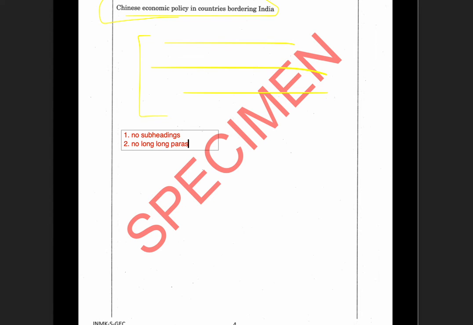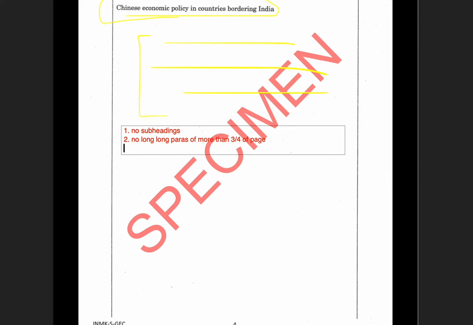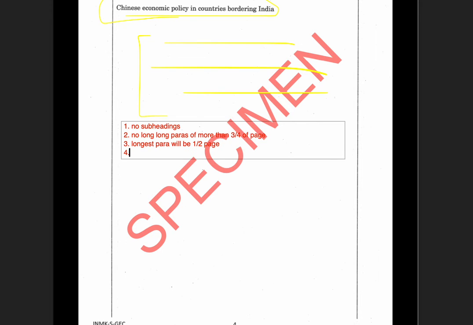No long paras of more than 3/4 of a page. In the CAPF exam, you should never write long paragraphs. This is not the civil services mains, where you can write 3/4 of a page in a paragraph because you're discussing philosophical ideas. But here, no. Here, the longest para will be half a page. That's it. You won't go longer than that. None of the essays have such long points that you need to go beyond half a page to explain one particular point.